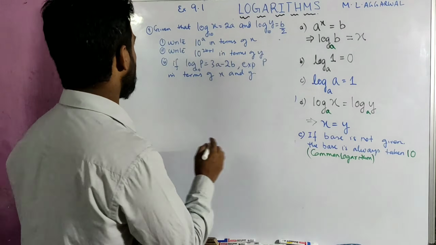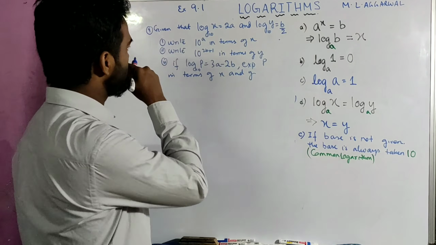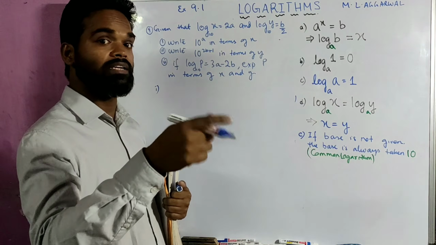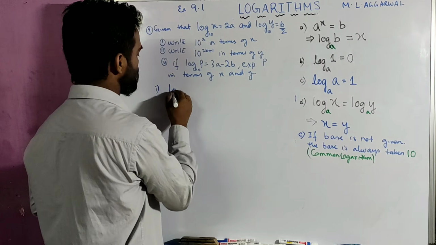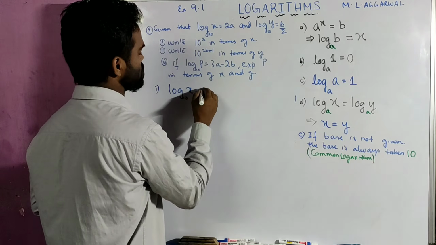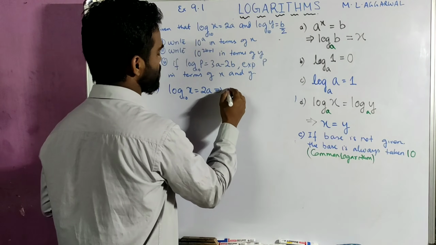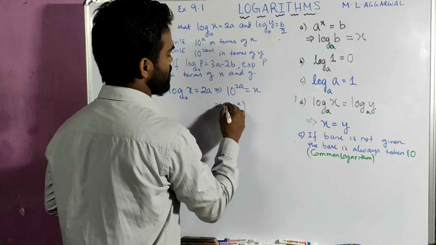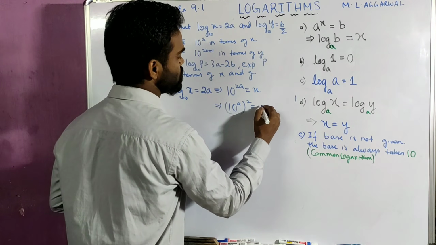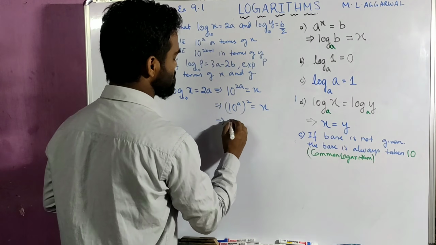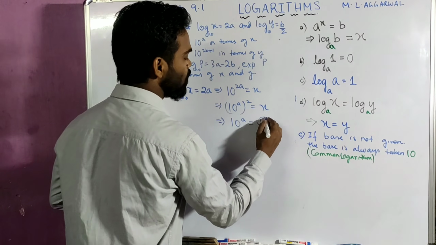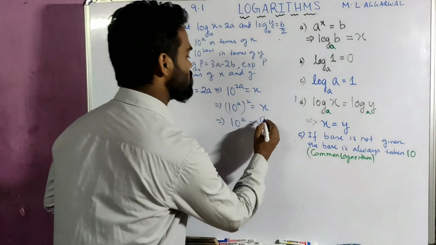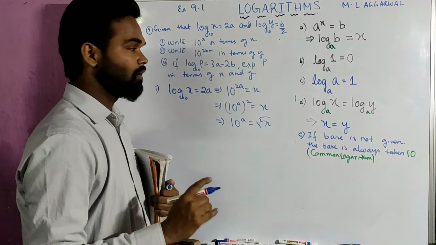Now we look at the next sum. Now look at this sum, number 9. They have told us log x equals 2a, log y equals b by 2. Write 10 to the power a in terms of x. Very easy. Look at the first one. Log base 10 x equals 2a. So can I write 10 to the power 2a equals x? Which means can I write 10 to the power a whole square equals x? Which means can I write 10 to the power a equals root x? The square goes away. So root on the other side, it has to be positive, okay? It can't be negative. Look at the next one.